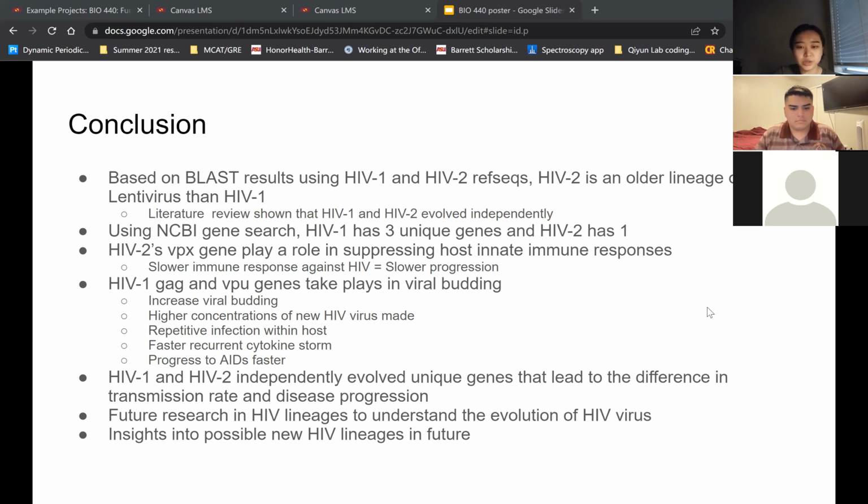So we also learned that HIV1 and 2 evolved independently. They have unique genes that lead to the difference in the transmission rate and the disease progression. For future study, we think that our study will help to understand the HIV lineage and also the evolution of the HIV virus in the future. This project also brings us some insight into the possibility of a new HIV lineage in the future.